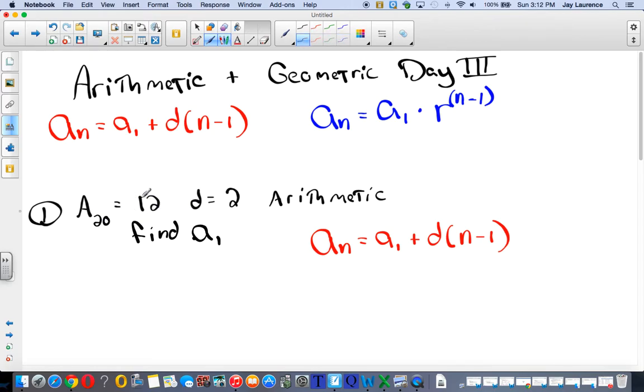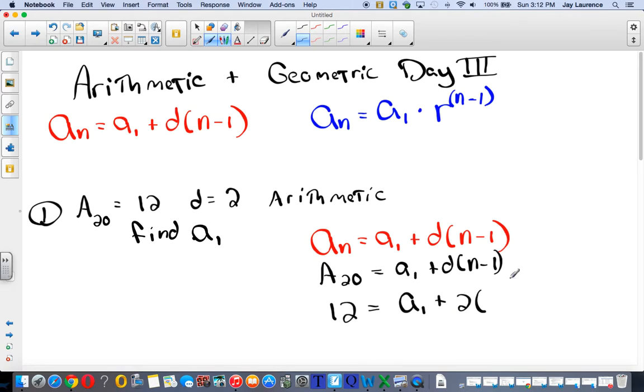I know a sub 20 is 12, okay? So what this really is, this is a sub 20. And that's going to equal a sub 1 plus d times n minus 1. N is the number I'm counting to. In this case, I'm counting to 20, the 20th term. So I'm going to put 12 in a sub 20's place, substitute it in. A sub 1, I do not know. D, I know is 2, and I'm going to multiply that by 20 minus 1. Well, how did I get that? Well, the 20 is right there.